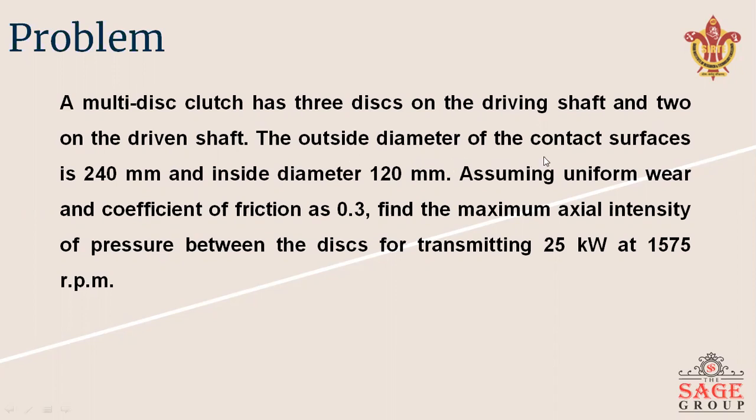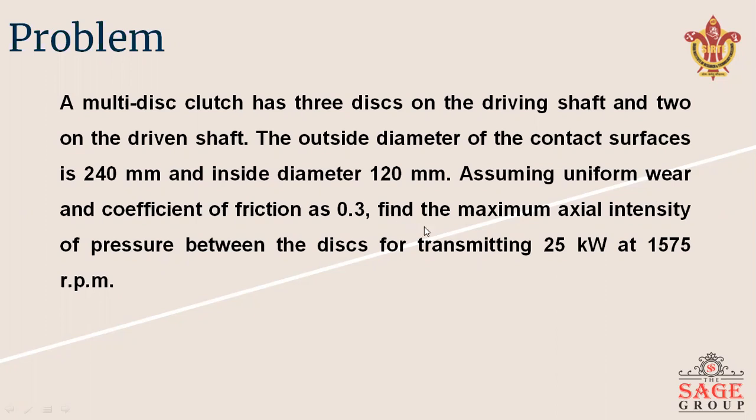The outside diameter of the contact surfaces is 240 mm and the inside diameter is 120 mm. That means d1 is equal to 240 mm and d2 is equal to 120 mm. Assuming uniform wear and coefficient of friction as 0.3, mu is equal to 0.3.